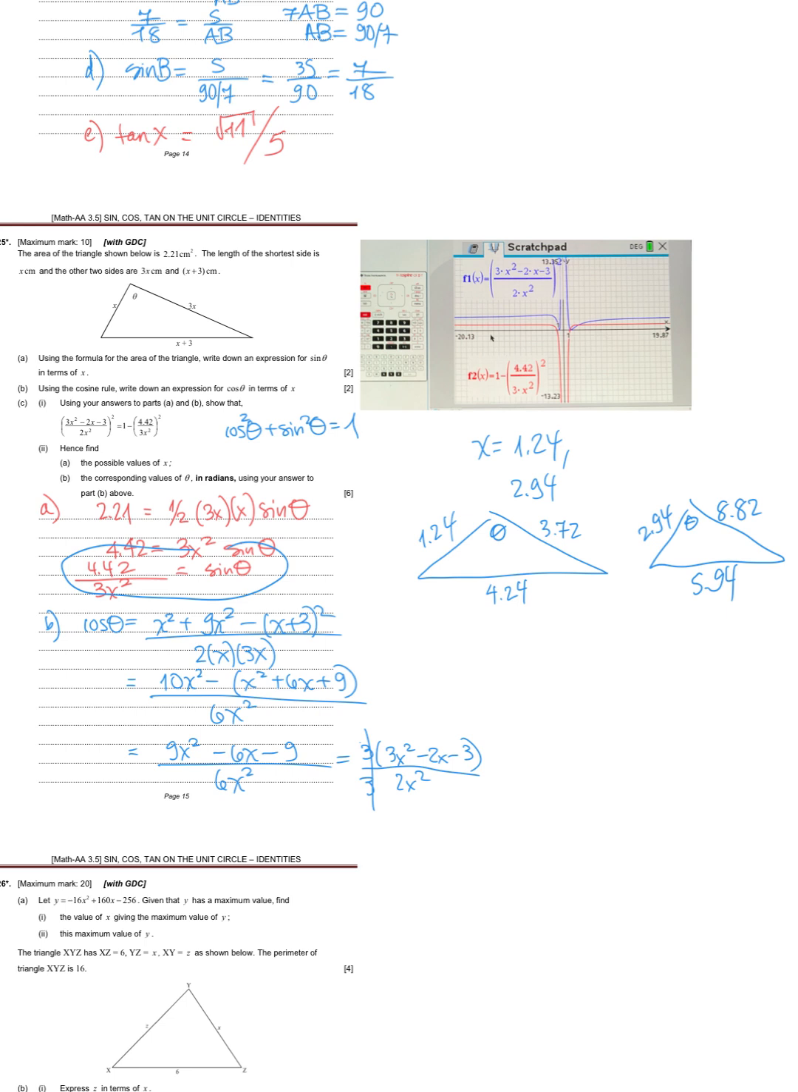And in radians. So, scratch that. For x is 1.24, we get that theta is 1.28. And when x is 2.94, I do sine inverse of 4.42 over 3 times 2.94 squared, and you get theta is 0.171.